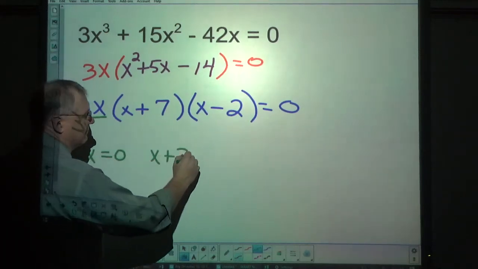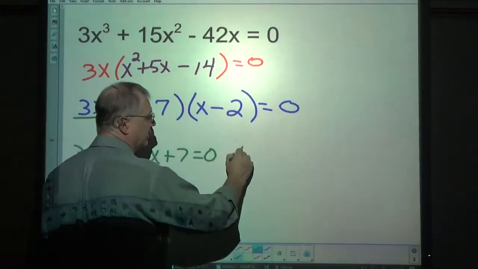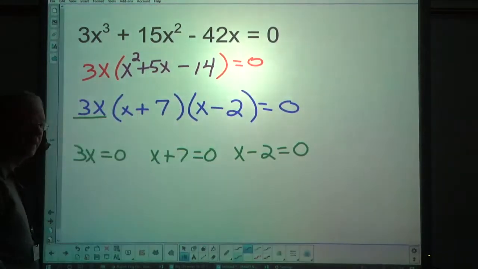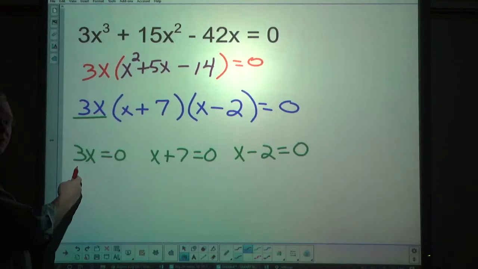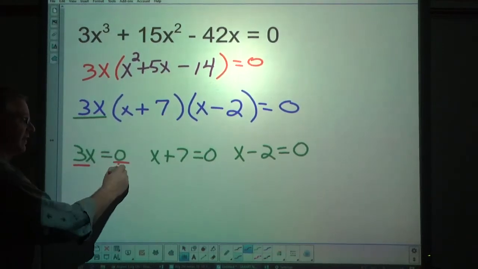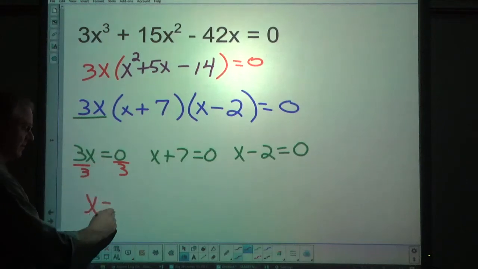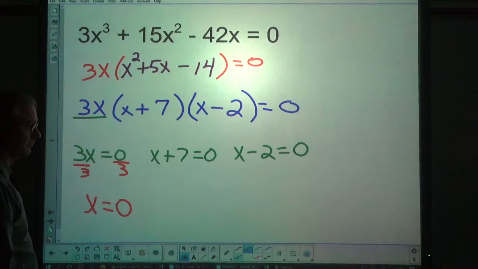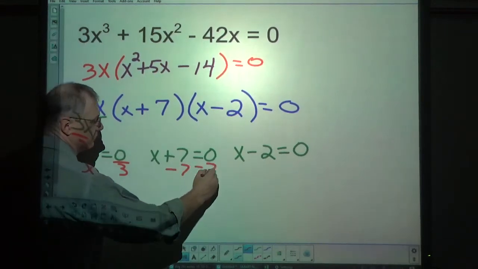x plus 7 equals 0. x minus 2 equals 0. Now I solve. If I'm trying to solve for this one, I need to get rid of that 3, divide by 3. x, well, 0 divided by anything except 0 is 0. I'm going to subtract 7 from both sides.